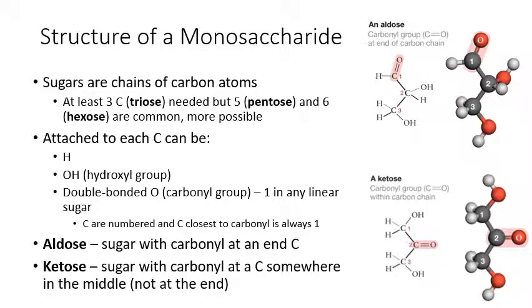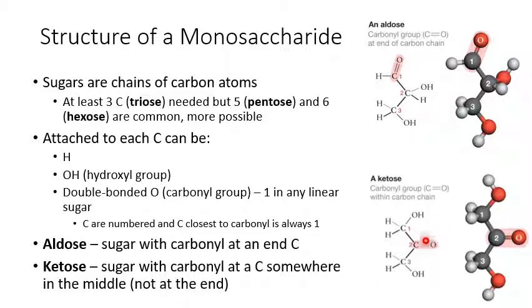So I kind of mentioned that we have names for sugars that have a certain number of carbons, like any sugar that has 3 carbons is a triose and any sugar that has 5 carbons is a pentose. We also have other names for general types of sugars. So any sugar that has its carbonyl group at the end of it is going to be an aldose. So on the top here we have an aldose. The carbonyl group is located at the end, one of the end carbons.